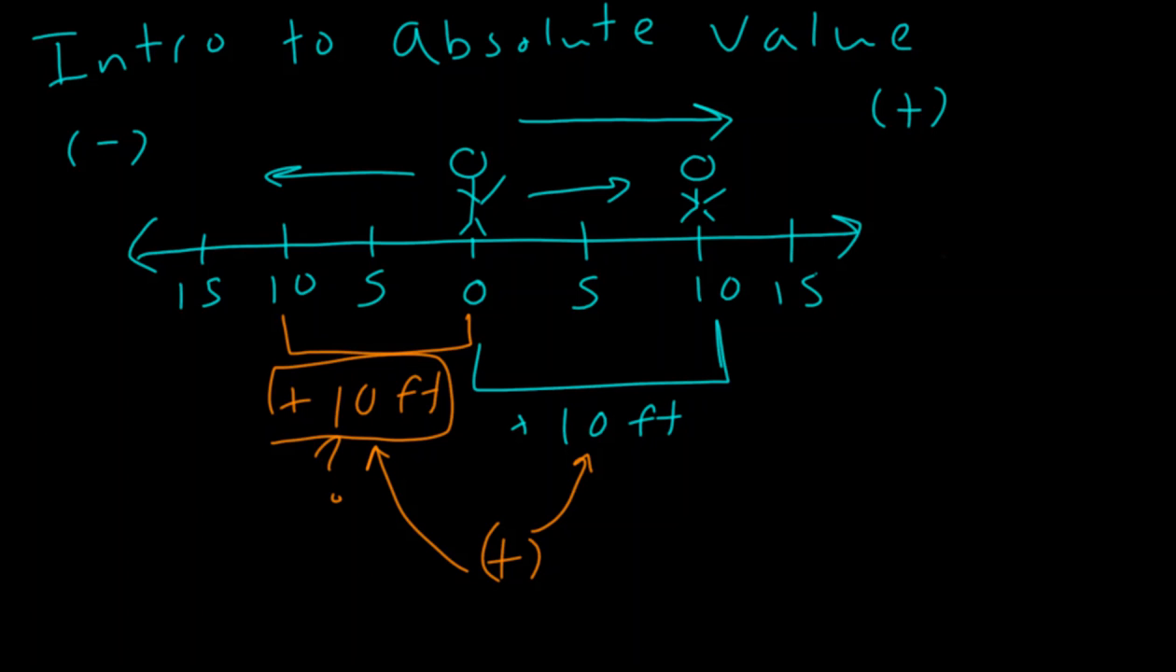Okay, so what is absolute value? Absolute value is the measure without direction. It is the amount of displacement. It's the distance that they traveled, and absolute value will always be positive. Let's engage some examples here.